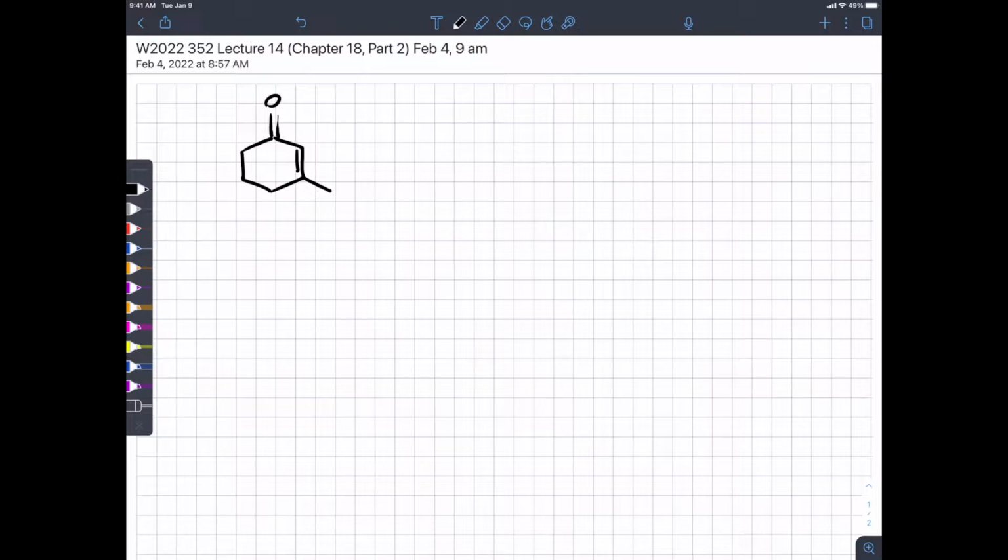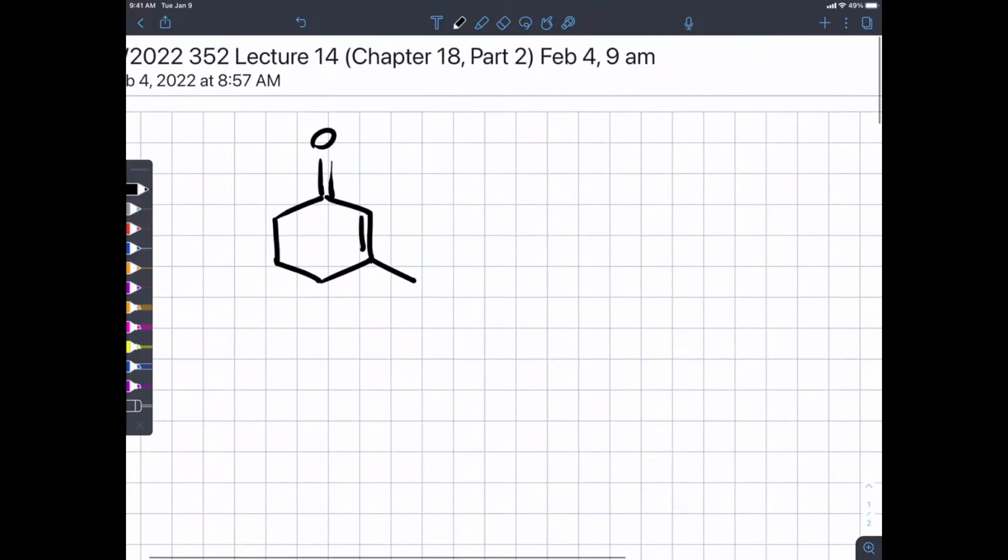One of the ways you're going to recognize this as an aldol product is to start looking at the positions adjacent to a carbonyl. Alpha is adjacent, beta is the next one beyond that. We call this an alpha-beta unsaturated ketone. And alpha-beta unsaturated carbonyl compounds are aldol products.